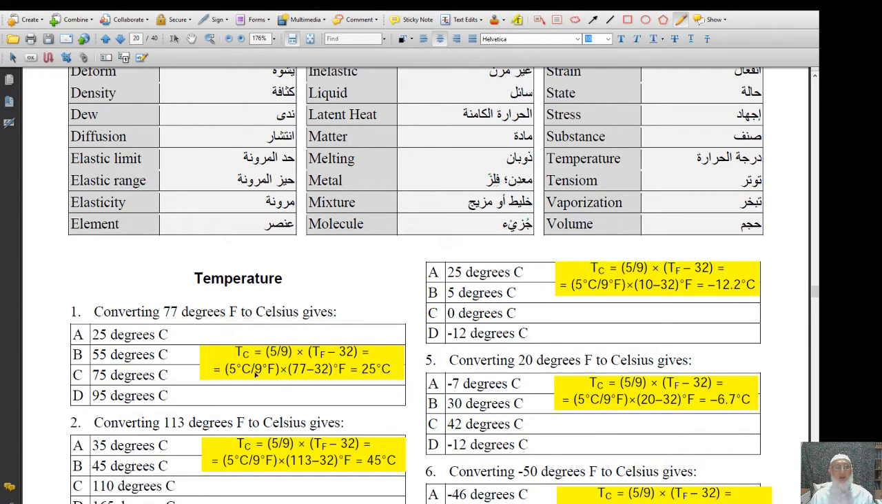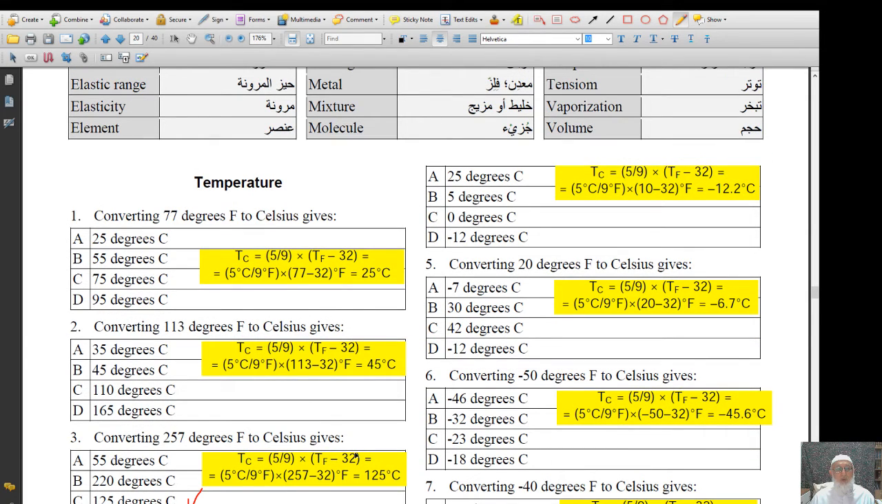Okay. And this is 77 minus 32 is 45. Divided by 9 is 5. 5 times 5 is 25 degrees Celsius. Okay. طيب, the next 4 questions are similar. The first, the next 3 or 4, I'm not sure. So the answer here was 25. The next one, same thing, بس بدأ instead of 77 you have 113. So تحط 113 هنا والباقي نفس الحل، يطلع الجواب 45 degrees.